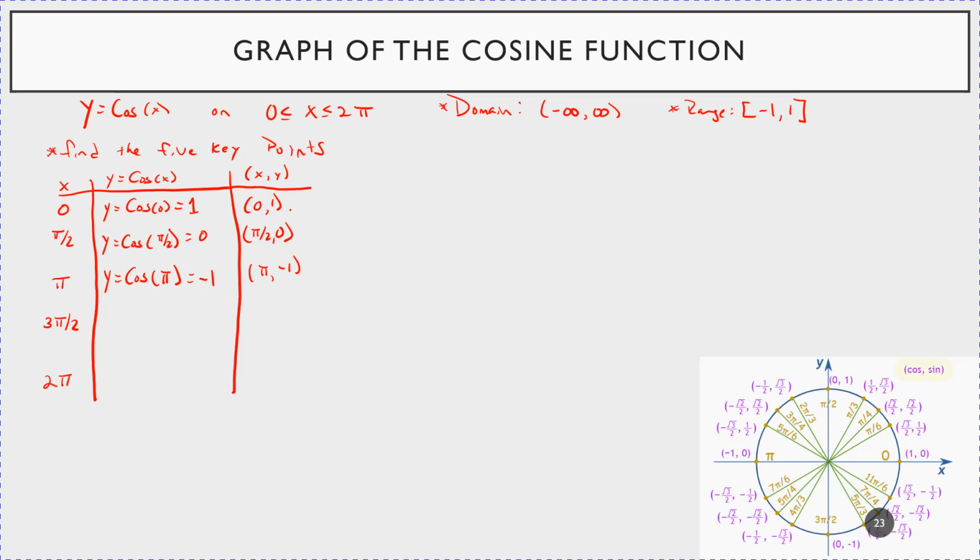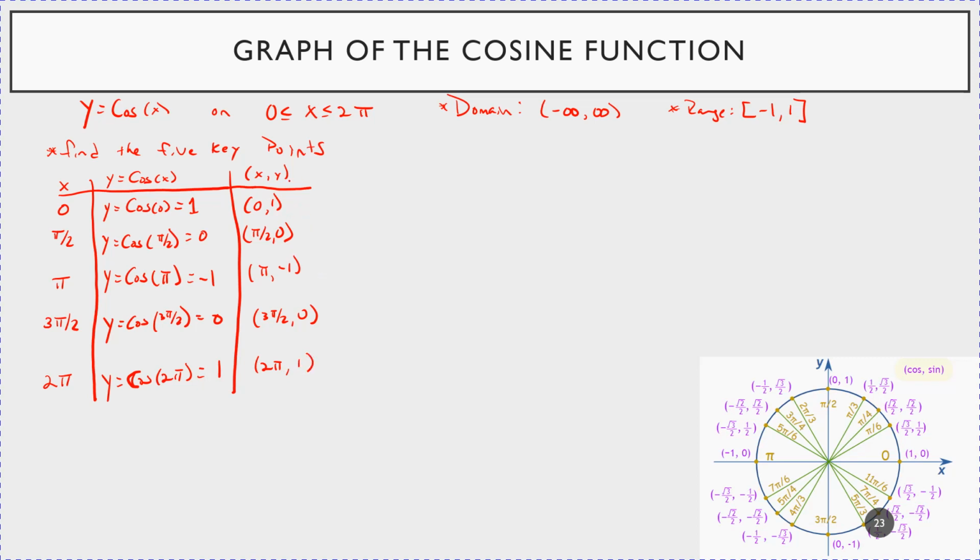And look, what you're seeing here is a little different, right? Sine started at 0. This one's going 1, 0, -1. Let's see what this next one is. y is equal to cosine of 3 pi over 2. Well, what is cosine of 3 pi over 2? On the unit circle, it's 0. So my next point is (3 pi over 2, 0). And then the last one, y is equal to cosine of 2 pi. We're going one full rotation around the unit circle, cosine is 1. So my next point on the graph is (2 pi, 1).